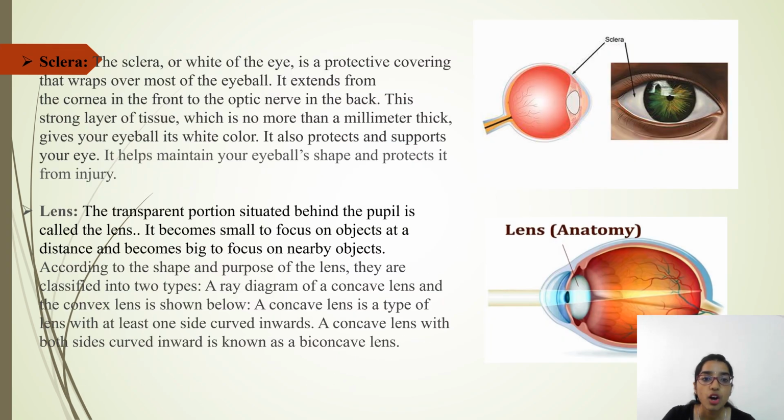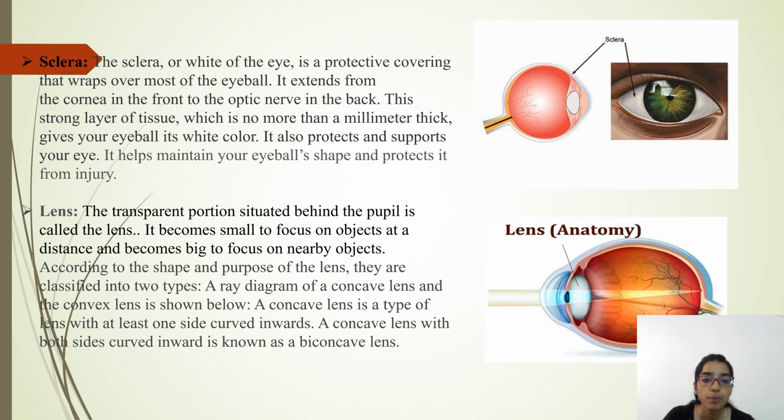Sclera. The sclera, or white of the eye, is a protective covering that wraps over most of the eyeball. It extends from the cornea in the front to the optic nerve in the back. This strong layer of tissue, which is no more than a millimeter thick, gives your eyeball its white color. It also protects and supports your eye. It helps maintain your eyeball shape and protect it from injury.